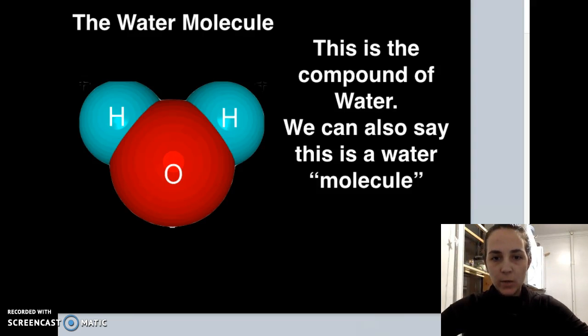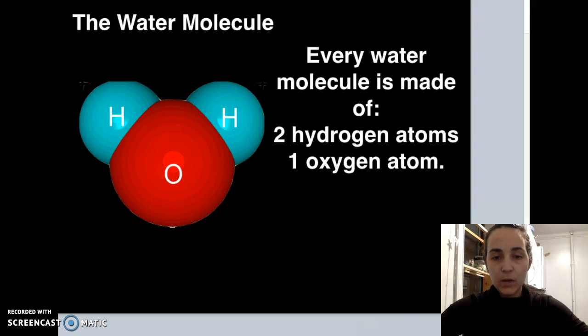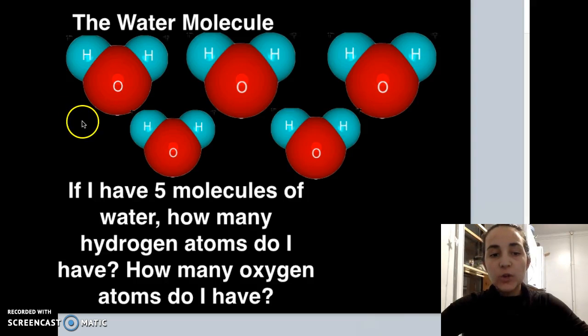So if we go way back and we think about the water molecule, we remember that the water molecule is made up of two hydrogens and one oxygen. We call this the compound of water, but we can also say that it's a water molecule. A water molecule refers to the three different atoms that make up this molecule: two hydrogen atoms and one oxygen atom. Every single water molecule has to have two hydrogens and one oxygen. So if I had 5 molecules of water, how many hydrogen atoms would I have and how many oxygen atoms would I have to have?